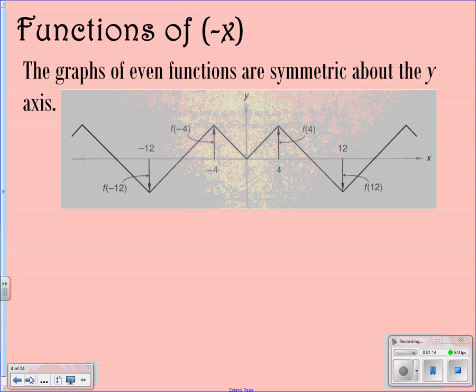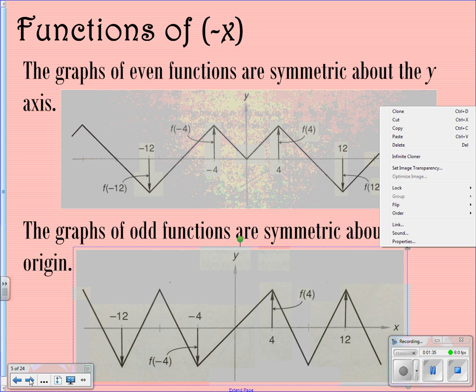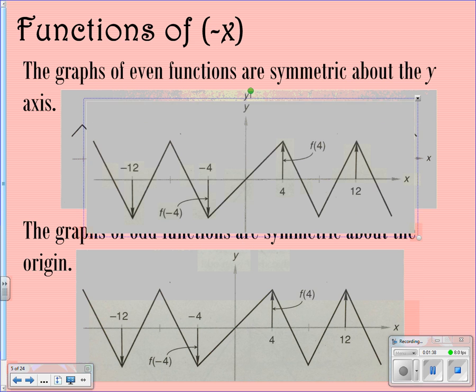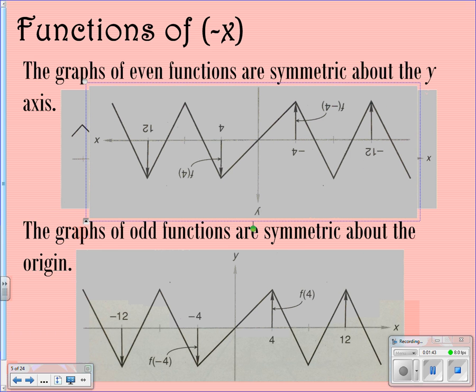Graphs of even functions are symmetric about the y-axis. Y'all see how this graph is symmetric about the y-axis? Whatever function this is would be an even function. Okay? Graphs of odd functions are symmetric about the origin. And I'm going to show you. I clone this, and then I take it and I flip it 180 degrees. You see how it looks the exact same? That is an odd function because it's symmetric about the origin. You turn it 180 degrees and you have the same exact graph.